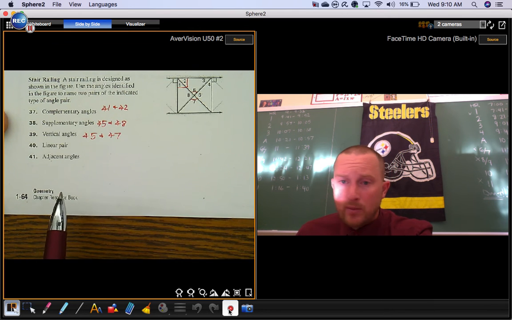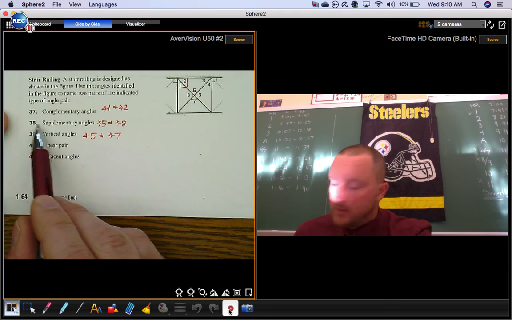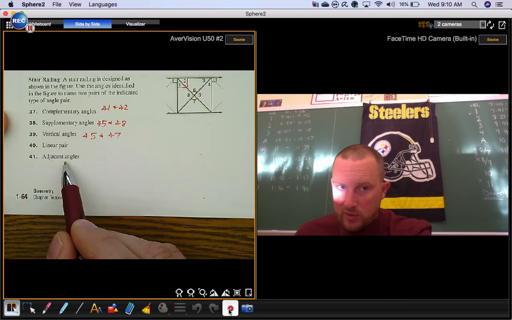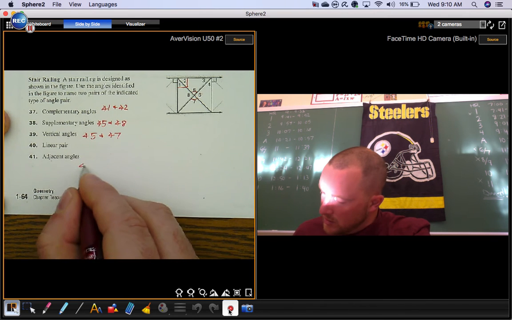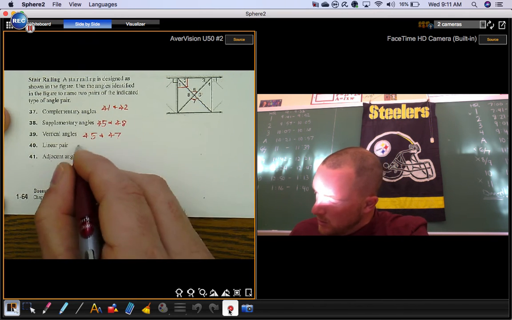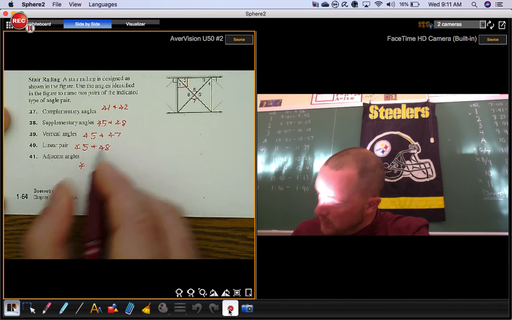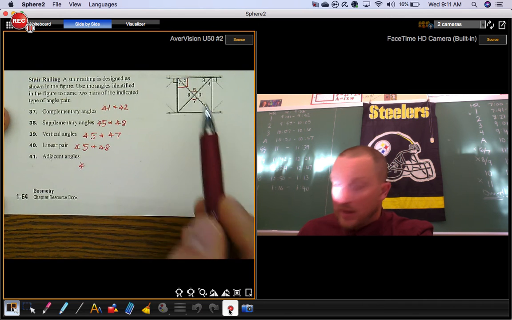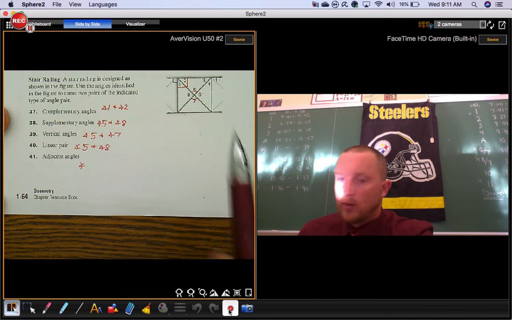Number 40, we're looking for a linear pair. That's basically the same thing as number 38. These are supplementary angles, and they're also adjacent angles. That's what linear pairs are. So if you wanted to, you could say angle 5 and angle 8 are also a linear pair. You could also say angle 5 and 6 are, angle 6 and angle 7 are, angle 7 and angle 8 are.